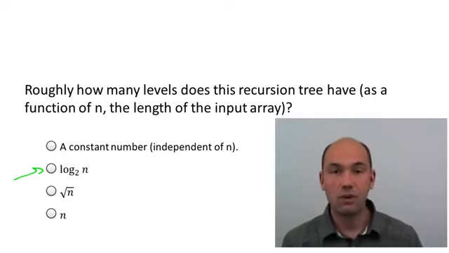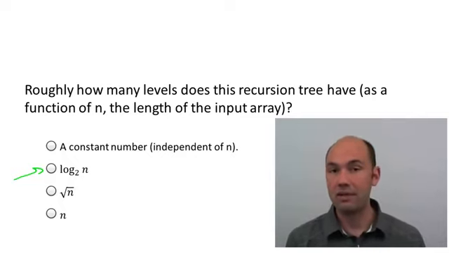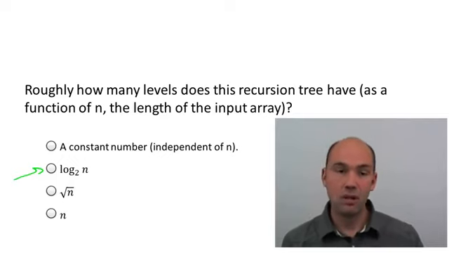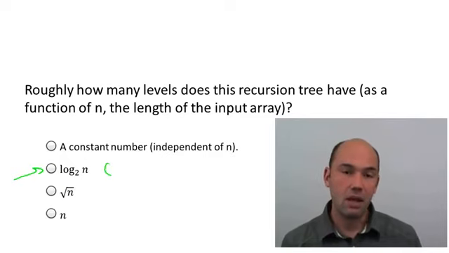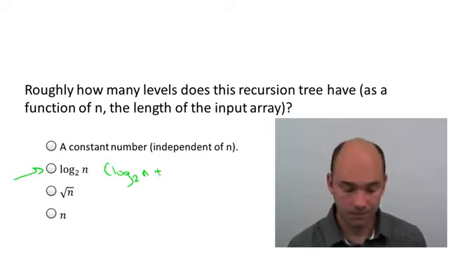So in other words, the number of levels of recursion is exactly the number of times you need to divide n by 2 until you get down to a number that's at most 1. And recall that's exactly the definition of the logarithm base 2 of n. So since the first level is level 0 and the last level is level log base 2 of n, the total number of levels is actually log base 2 of n plus 1.